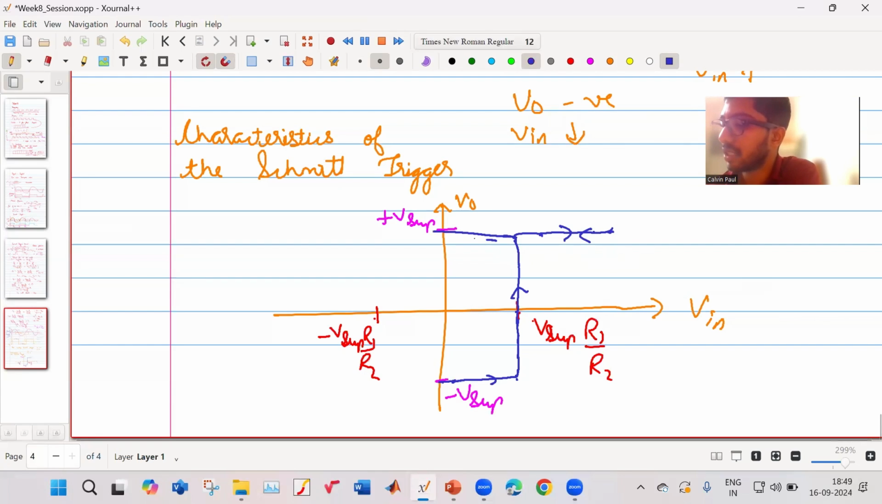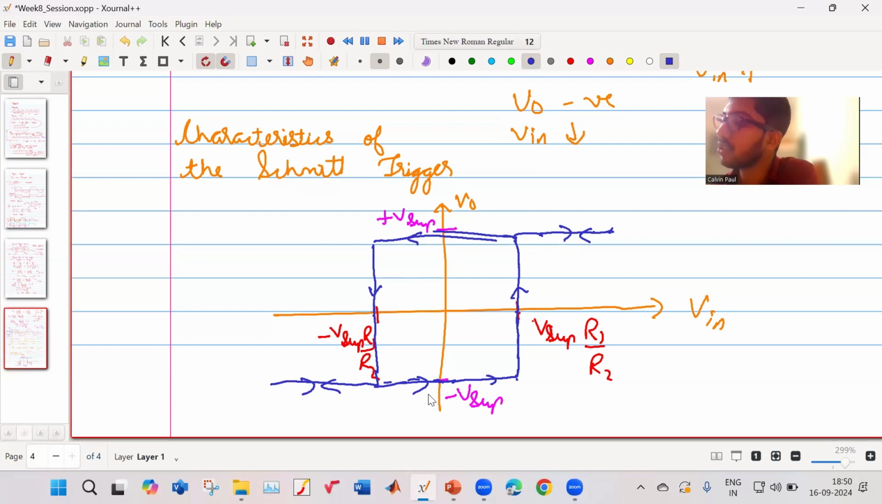Still it will be positive. Then once it goes below minus V supply R1 by R2, it will go negative. And then the input is still becoming negative, it will still remain at minus V supply. So it goes like this, goes like this. Then again it will go like this.